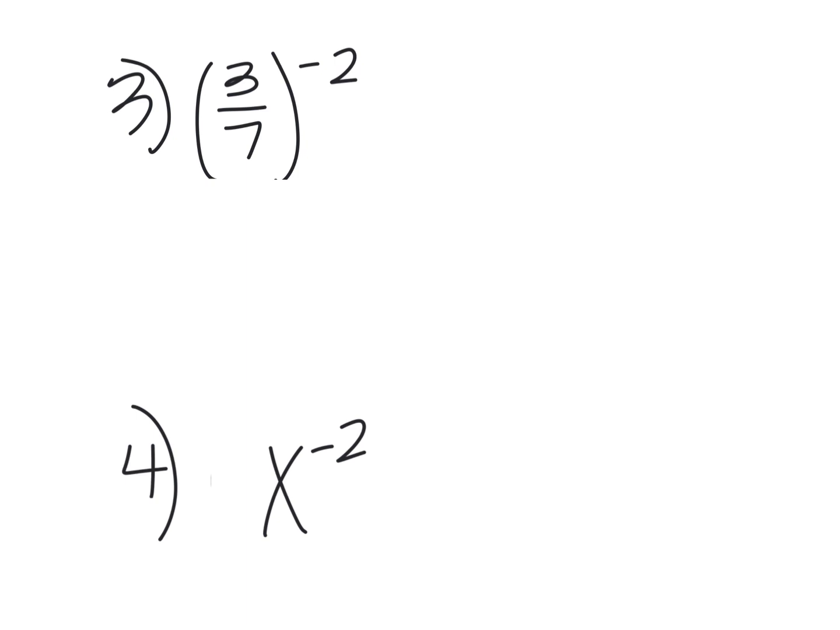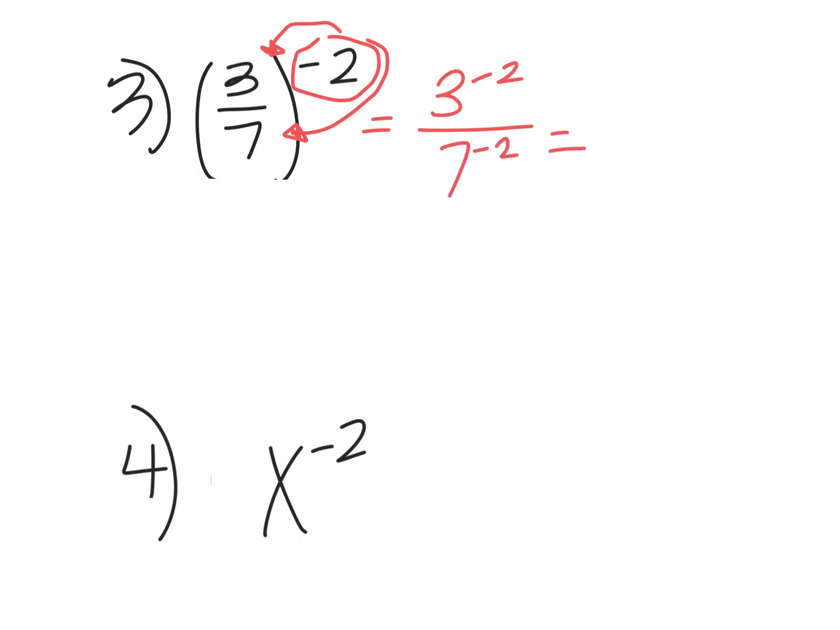Okay, then for number 3, we have 3/7 to the -2nd power. So if you remember from when you have a fraction with an exponent, the whole exponent goes to the numerator and the denominator. So I'm going to rewrite it then as 3 to the -2nd power over 7 to the -2nd power. And then they're actually going to flip-flop because 3 to the -2nd power is really just going to be 1 over 3 squared. 7 to the -2nd power is, because it's on the bottom, it's going to go to the top, so then it's going to be 7 squared over 1.